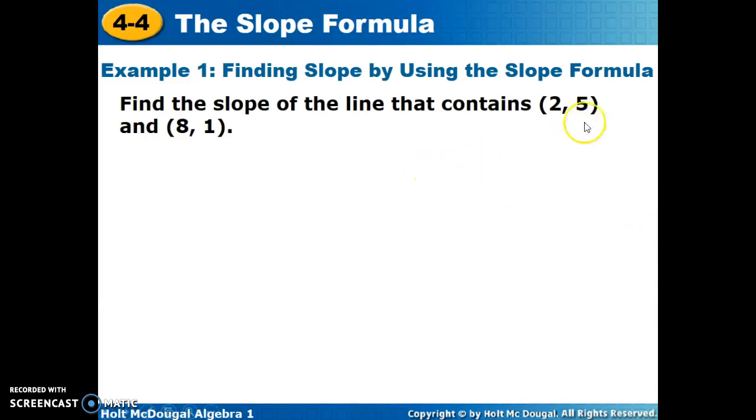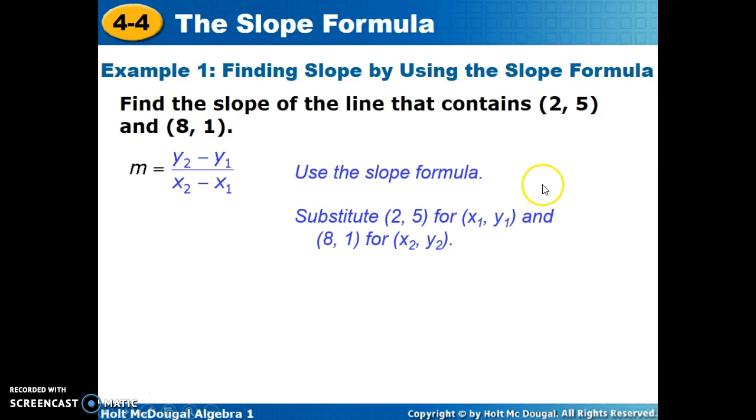Find the slope of the line that contains the point 2, 5 and the other point 8, 1. We're going to use our formula, which says slope M is equal to the difference in y over the difference in x. And we're going to substitute in our values. It says 2, 5 is going to be our x1, y1, and 8, 1 is going to be our x2, y2. This doesn't matter. I could switch. It doesn't matter, but we do have to keep track once we decide.